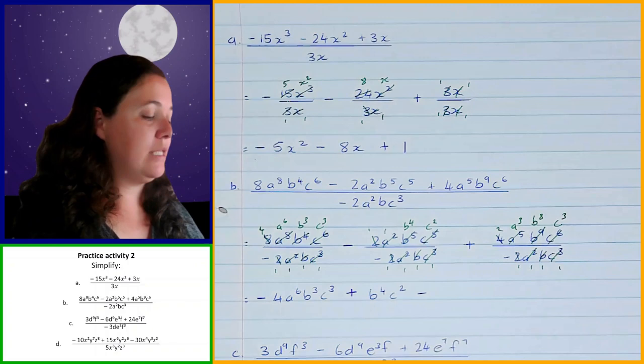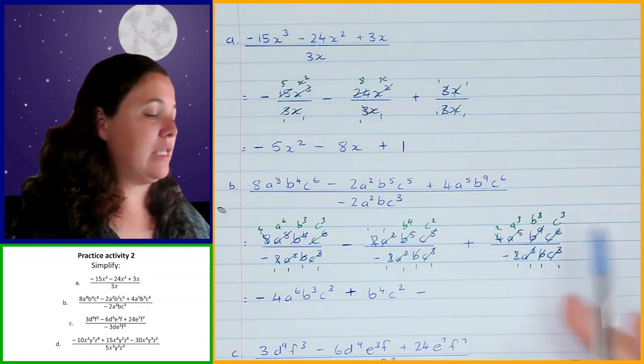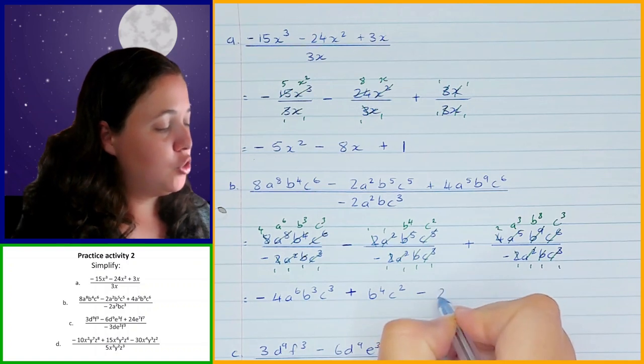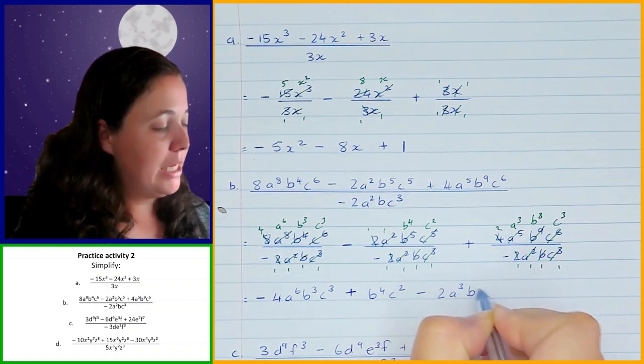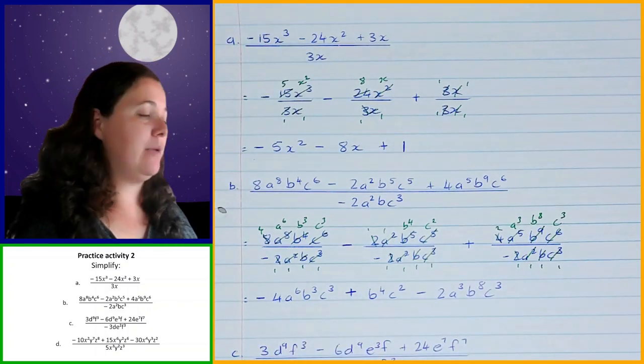So once again, I have everything cancelling out at the bottom, which means I just need to write the stuff at the top. So I've got 2a cubed, b to the power of 8, c cubed. So that's what you should have got for question B.